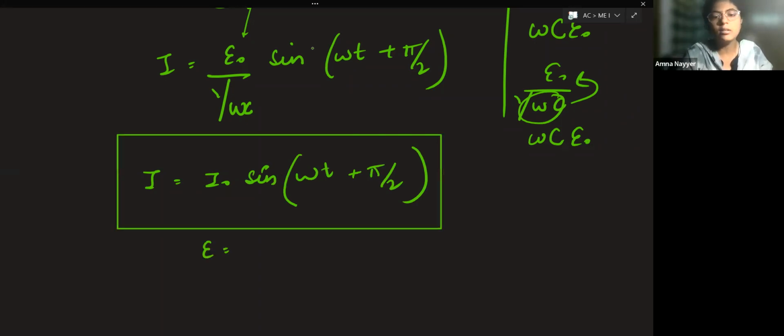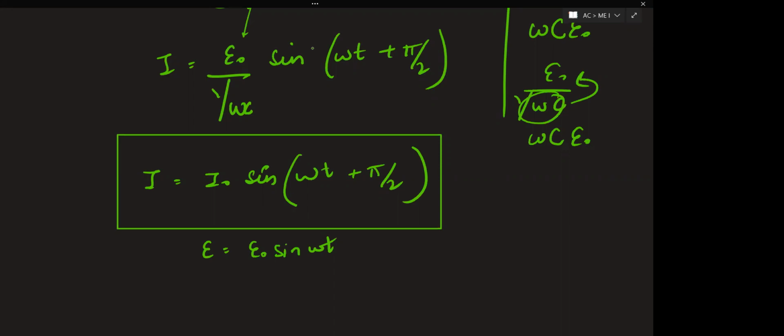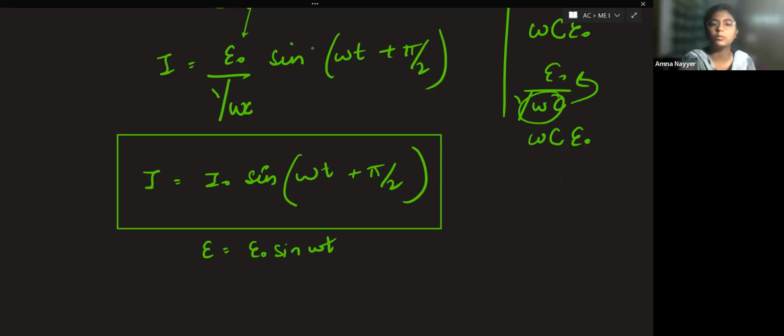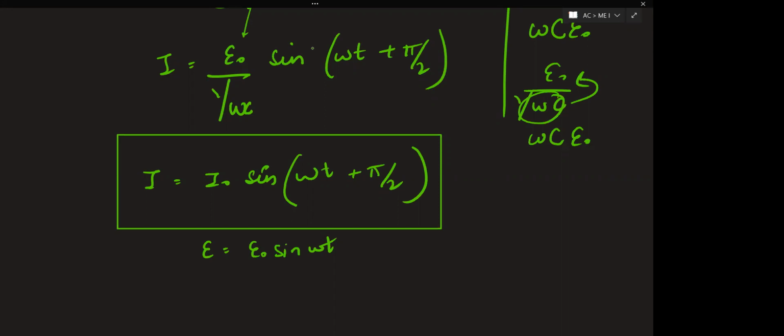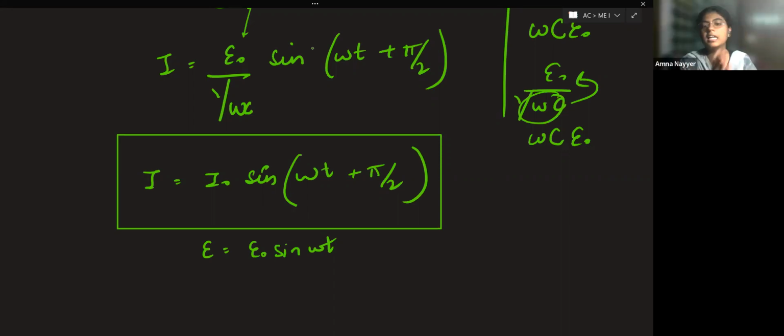EMF's value was E naught sine omega t. Current's value is I naught sine omega t plus pi by 2. Is there any phase difference or not? Or do you think both are again in the same phase like the case of resistors? Ma'am, there is phase difference. Phase difference, how much, Anushka? What is the angle? Pi by 2. Can anyone tell me, is current leading or EMF leading right now? Current leads voltage by the phase difference pi by 2. Perfect. Current leads the voltage.